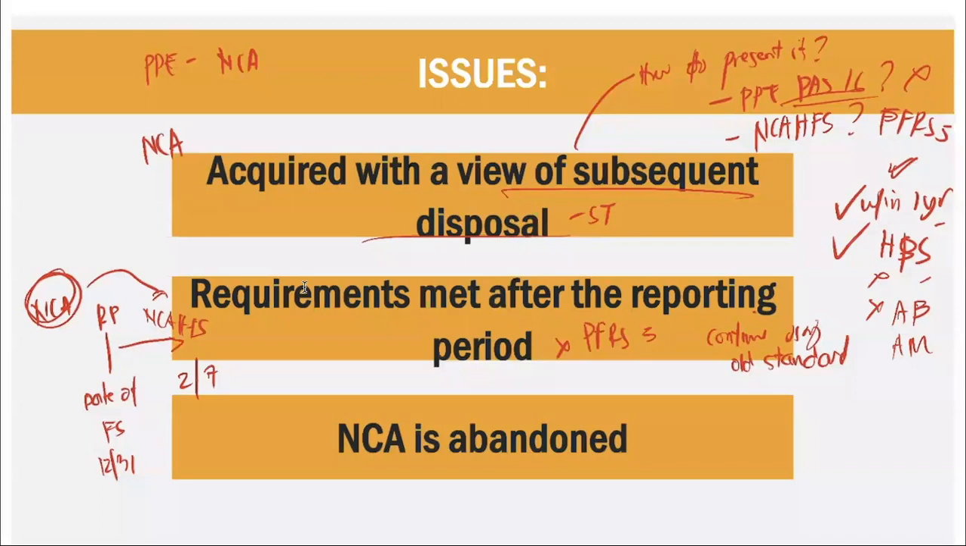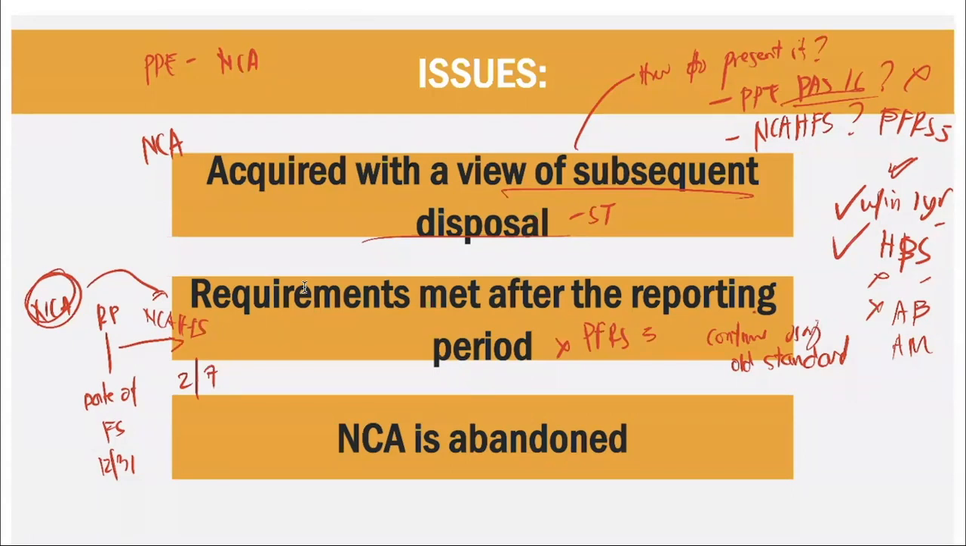That is PFRS 9. Another example, you have property, plant, and equipment measured under PAS 16. On February 7, you met the requirements of held for sale. Question: how should you present that particular property, plant, and equipment? PAS 16 or PFRS 5? Answer: not PFRS 5, but we continue using the old standard, that is your PAS 16.